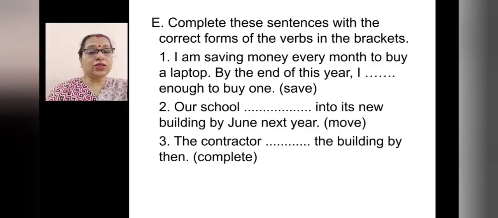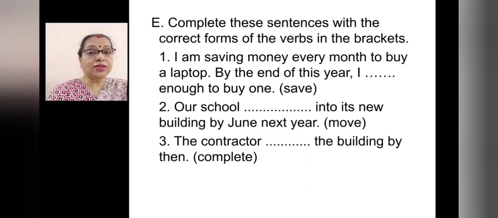Complete these sentences with the correct forms of the verbs in their brackets. I am saving money every month to buy a laptop. By the end of this year, I ___ enough to buy one. Save is given in the bracket. Our school ___ into its new building by June next year. Move is given. The contractor ___ the building by then. Complete is given in the bracket. Now find out the answers.